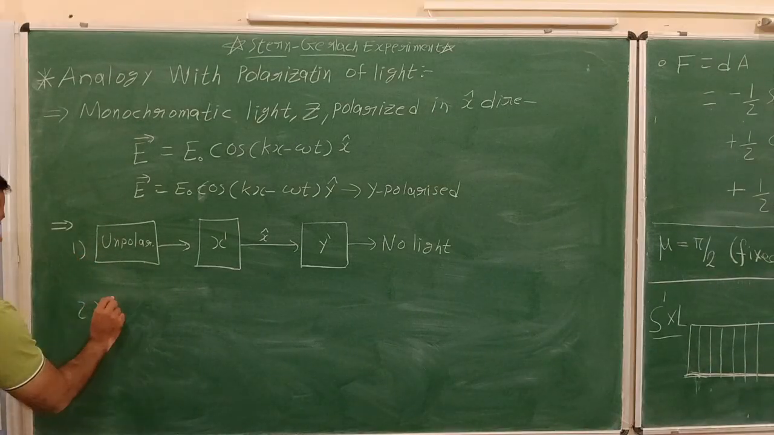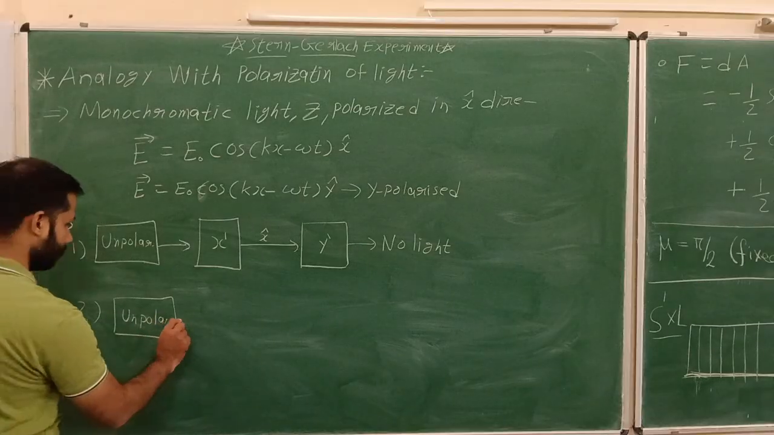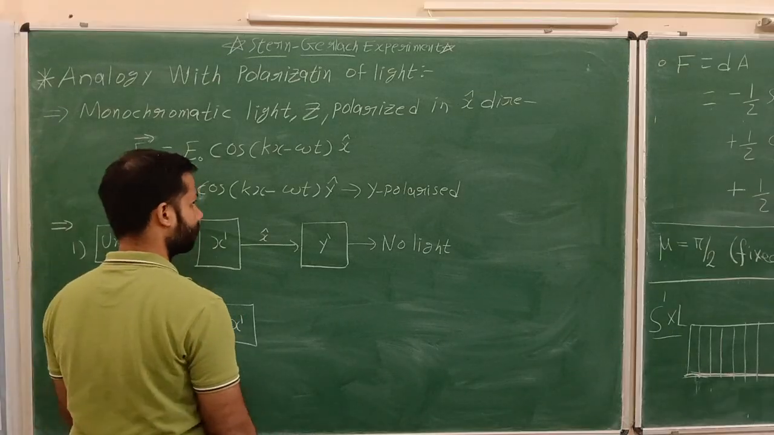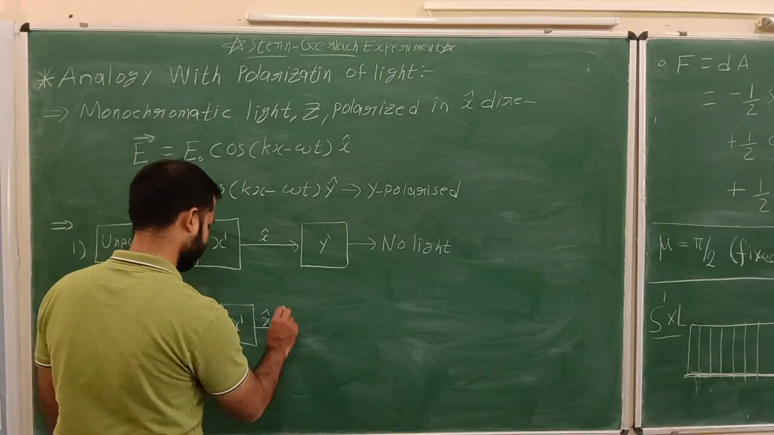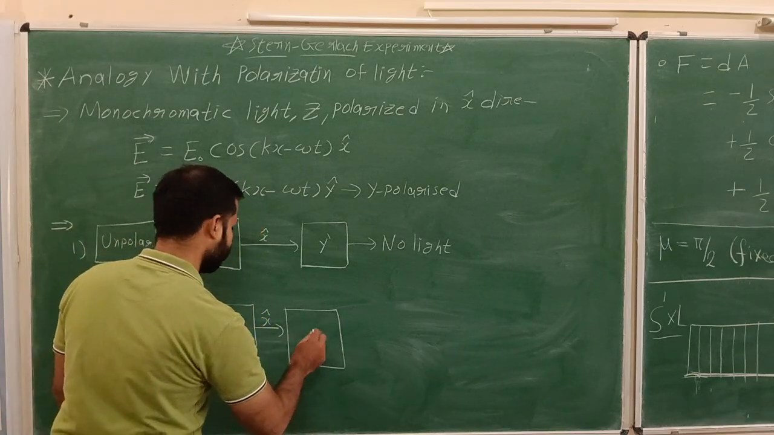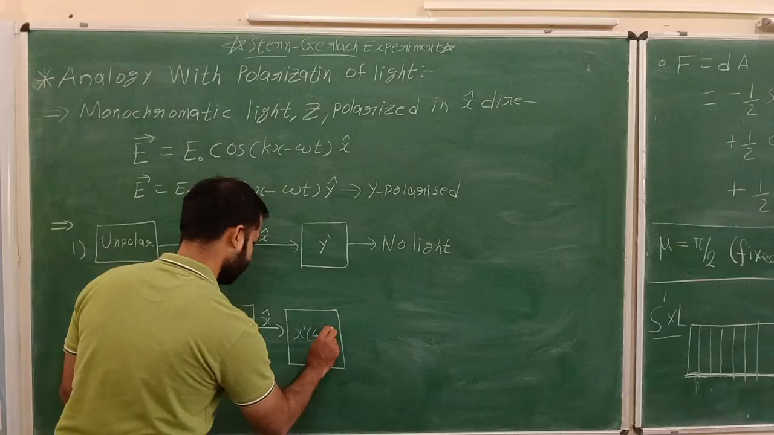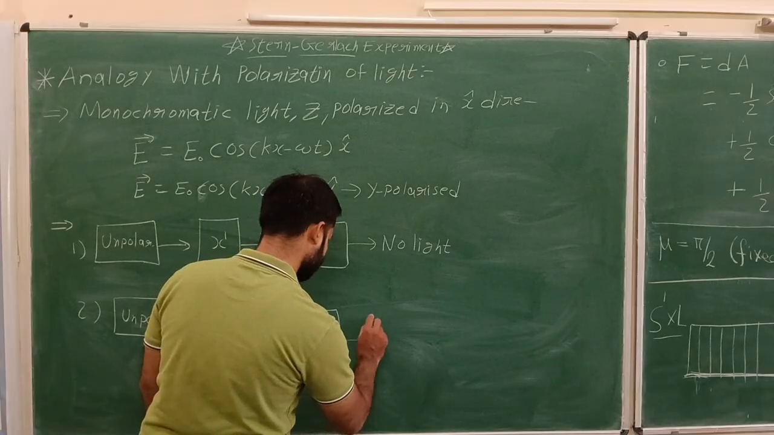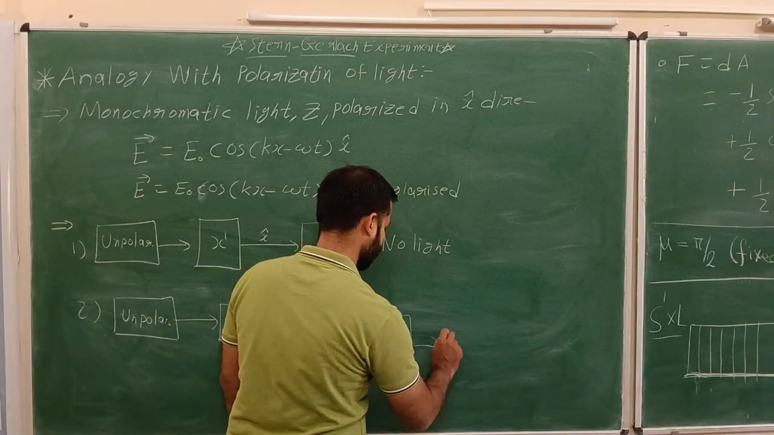But again, if we do the same experiment with a very slight change, and I have a rotated x-prime filter, say about 45 degrees, and then again this light is passed through a y-prime filter, light is observed.